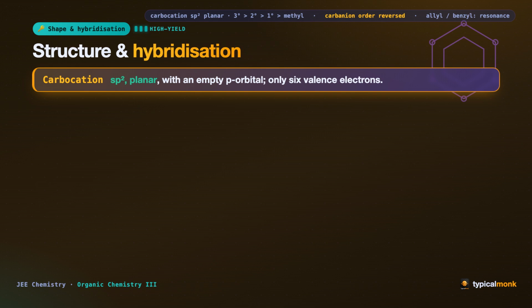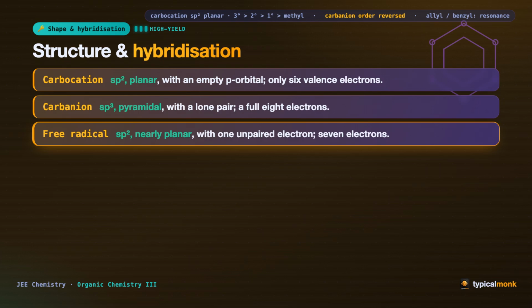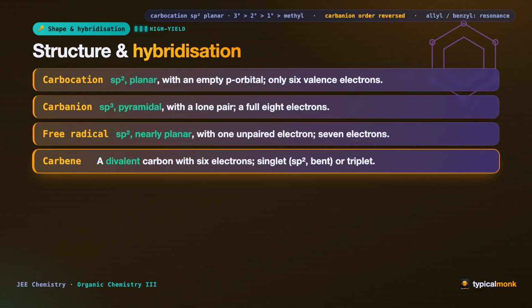Now their shapes, side by side. The carbocation, sp2, planar with an empty p orbital, only 6 valence electrons. The carbanion, sp3, pyramidal with a lone pair, a full 8 electrons. The free radical, sp2, nearly planar with 1 unpaired electron, 7 electrons. The carbene, a divalent carbon with 6 electrons, either a singlet, which is sp2, or a triplet.